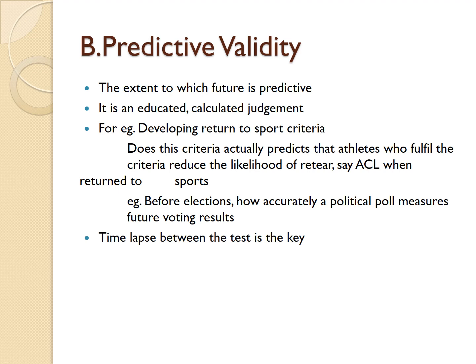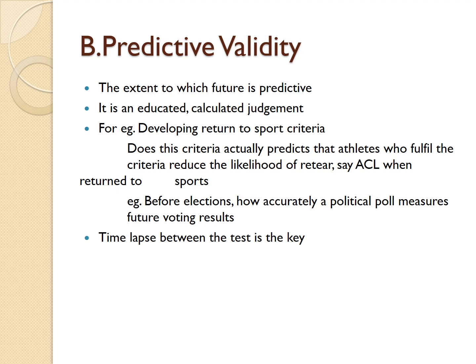Say there's an ACL injury, and then you did the rehabilitation, and now there are, let's say, 5 items, and a patient fulfills all these 5 criteria. Does that reduce the likelihood of ACL re-tear when the patient enters into the sport again? Another example could be, before elections, how accurately a political poll measures the future voting results.